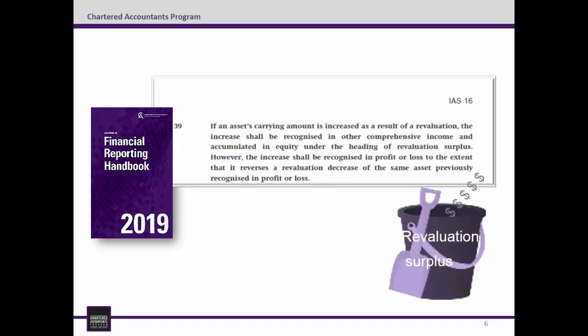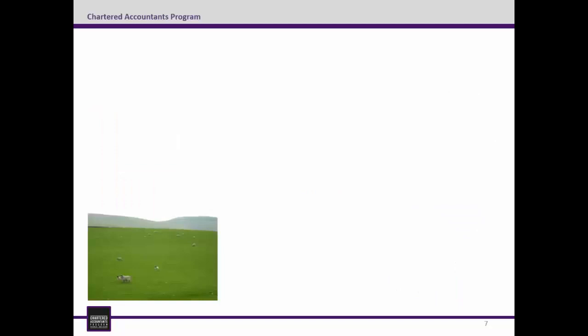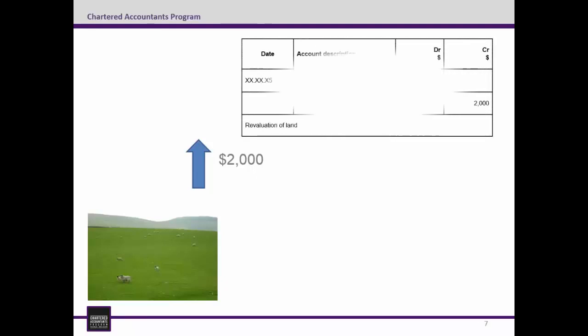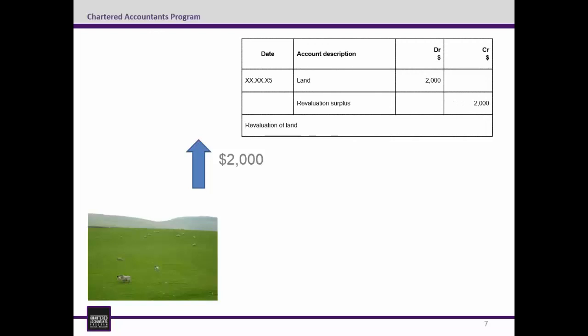So back to our revaluation of land. This land was previously revalued by $3,000 in an earlier year. This year the value has gone up by a further $2,000. Obviously, we're not dealing with the Sydney property market. So we take up a journal entry for the revaluation by debiting land, $2,000, and crediting revaluation surplus. As we saw a moment ago, IAS 16, paragraph 39, tells us to recognise the gain in other comprehensive income under the heading of revaluation surplus.